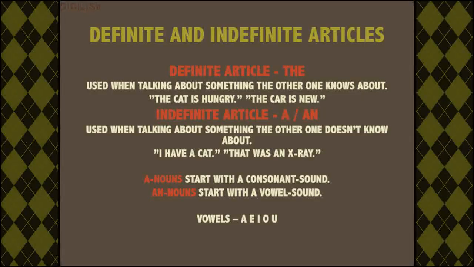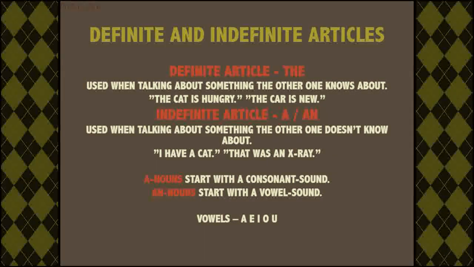Let's rehearse what we've talked about today. We've talked about definite and indefinite articles. Definite articles are the, and they are used when you're talking about something the other person knows about. For example, the cat is hungry, or the car is new. There is a cat or a car that you are talking about. Indefinite articles, a and an, are used when you're talking about something the other person doesn't know about, or something in general. I have a cat, or that was an X-ray.